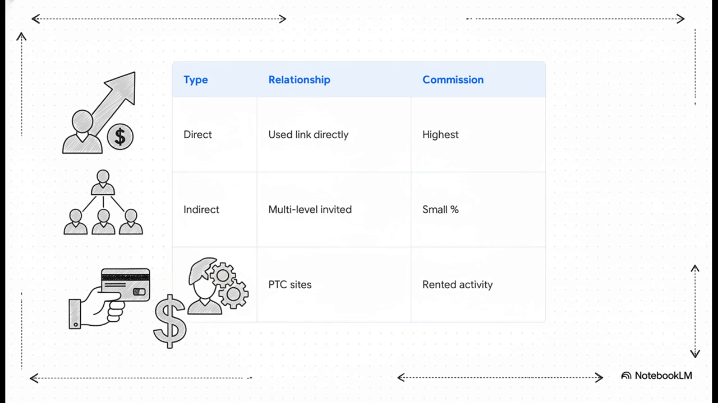These are people invited by your direct referrals. It's super common in multi-level programs where you earn a small percentage of their actions, and honestly, you likely don't even know who they are. Finally, there are rented or bought referrals. Yes, on specialized pay-to-click sites, you can actually pay money to rent random users, basically turning a profit off their clicking activity. It's kind of dystopian if you think about it, but highly, highly effective.